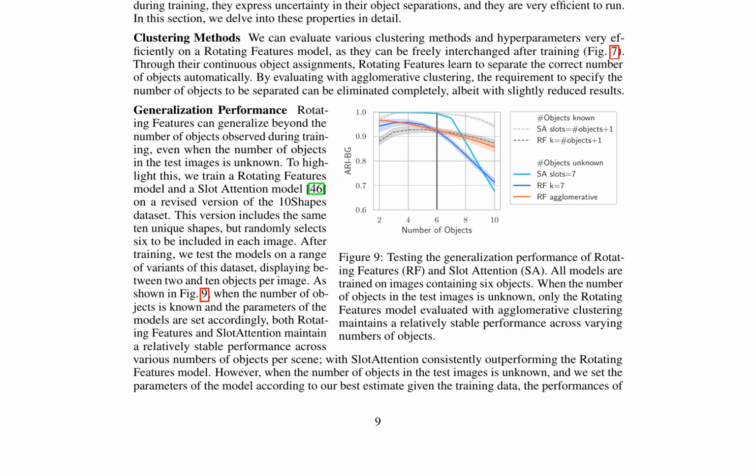The summary then delves into the generalization performance of rotating features, showcasing their ability to maintain stable performance across varying numbers of objects in test images, even when the number is unknown. This performance is compared to slot attention, highlighting rotating features' efficiency and adaptability.